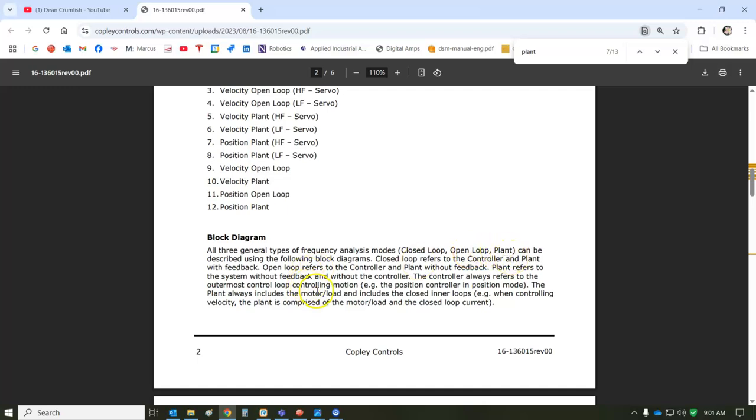And these can be described with the following block diagrams. Closed loop refers to controller and plant with feedback. Open loop refers to controller and plant without feedback. And plant refers to the system without feedback and without the controller. The controller always refers to the outermost control loop controlling motion. Example, the position controller in position mode. The plant always includes the motor and load and indicates the closed inner loops. Example, when controlling velocity, the plant is comprised of the motor and the load and the closed loop current.